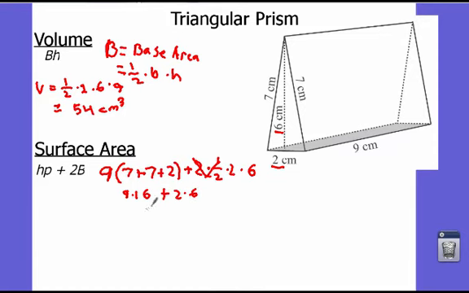9 times 16 is 144. 2 times 6 is 12. 144 plus 12 is 156 centimeters squared, because we're talking about area. So there we go. We found the volume and the surface area of a triangular prism.